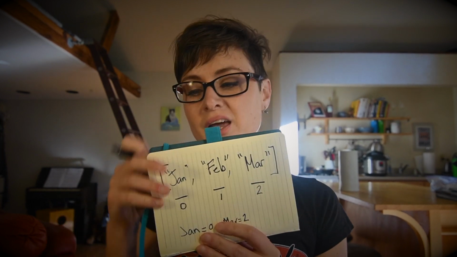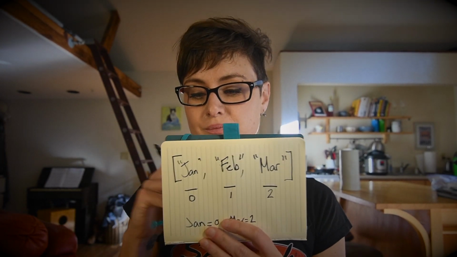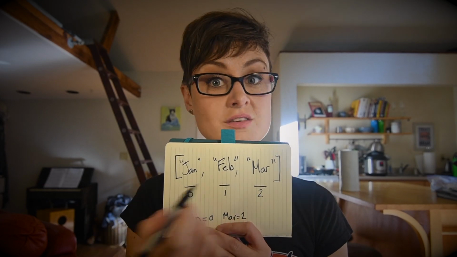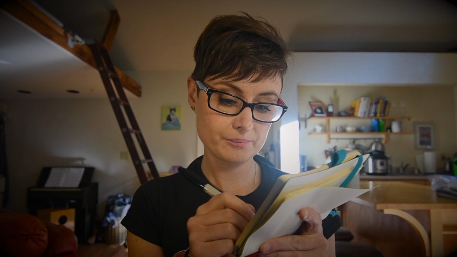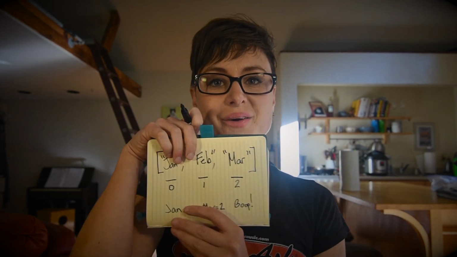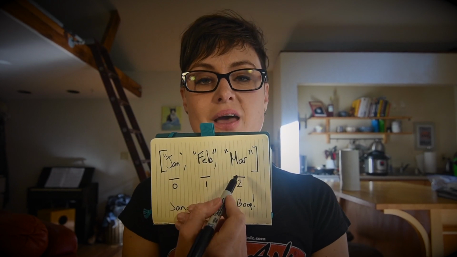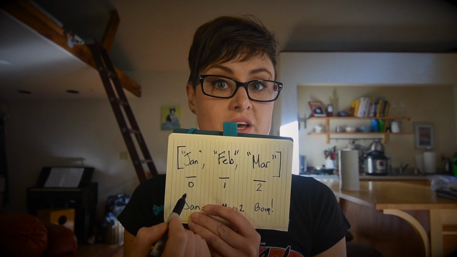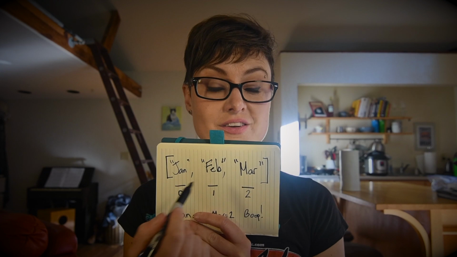Now if the user types in something that isn't in the array, so for example let's say they type in boop, we're going to look at all of these and we're going to say none of these indexes has boop in it. And so what the computer is going to return in that case is going to be -1.